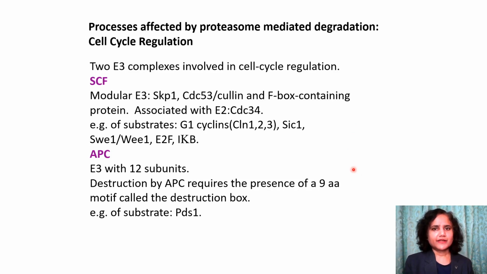Another important E3 in the mitotic cell cycle is APC. APC stands for anaphase promoting complex. It's an E3 with 12 subunits, and recognition and destruction by APC requires the presence of a specific 9 amino acid motif called the destruction box. Example of its substrate is PDS1.